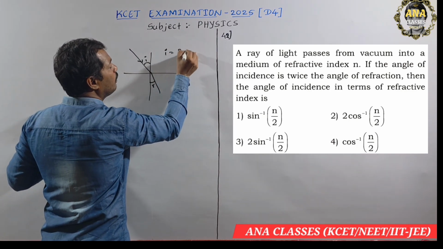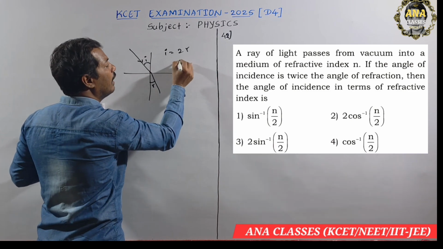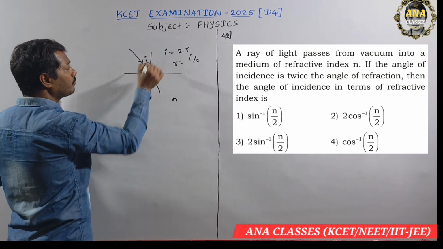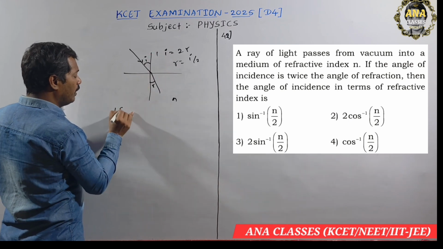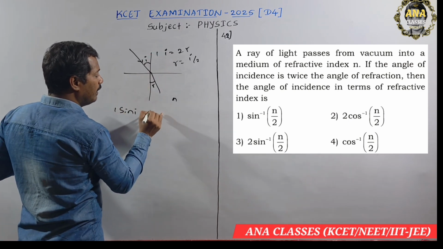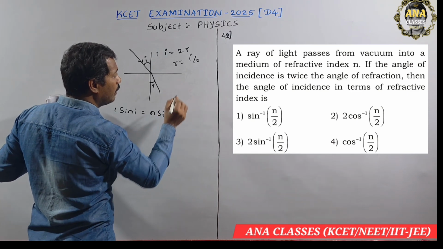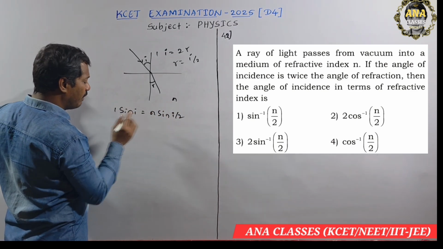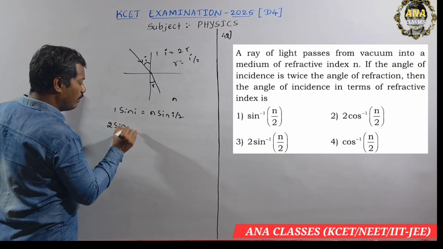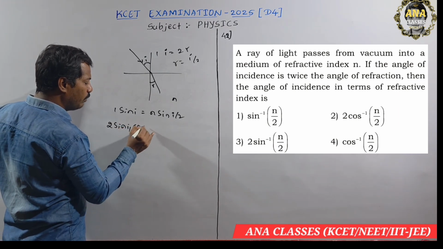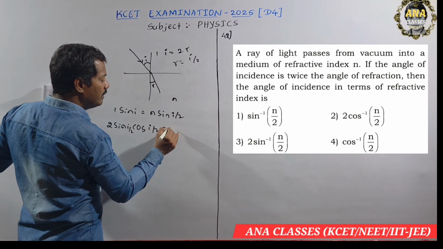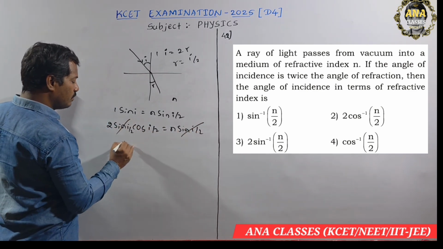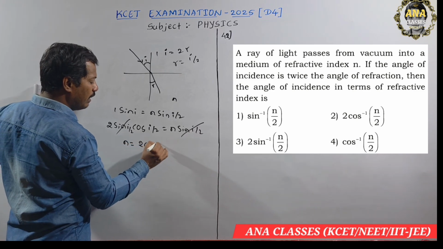So i is equal to 2 times r, as given. In that case r is equal to i by 2. So by taking Snell's law, 1 into sin i is equal to n into sin r, which is i by 2. Now we apply the half angle formula: 2 into sin of i by 2 into cos of i by 2 is equal to n into sin of i by 2. Sin i by 2 gets cancelled. So n is equal to 2 cos of i by 2 is the answer.